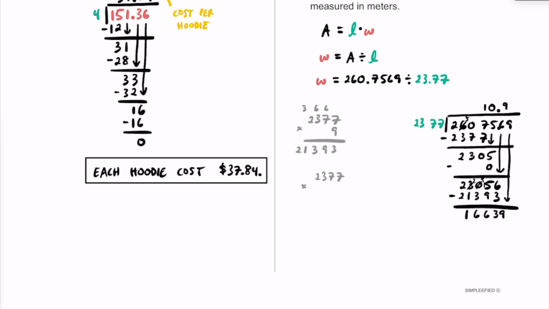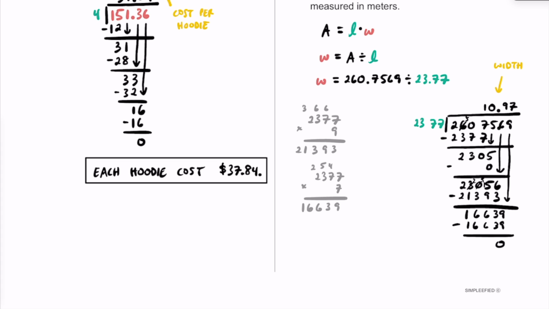If I go ahead and try this 2377 and multiply it by 7, let's see, 7 times 7 is 49, carry the 4. 7 times 7 is 49, plus the 4 is going to be 53, carry the 5. 7 times 3 is 21, plus the 5 is 26, carry the 2. 7 times 2 is 14, plus the 2 is going to be 16. So that's actually really nice because it's exactly 16,639. So let's go and put a 7 up here in our quotient, put our 16639. We can subtract and say that it goes in perfectly, and so we know what our quotient is.